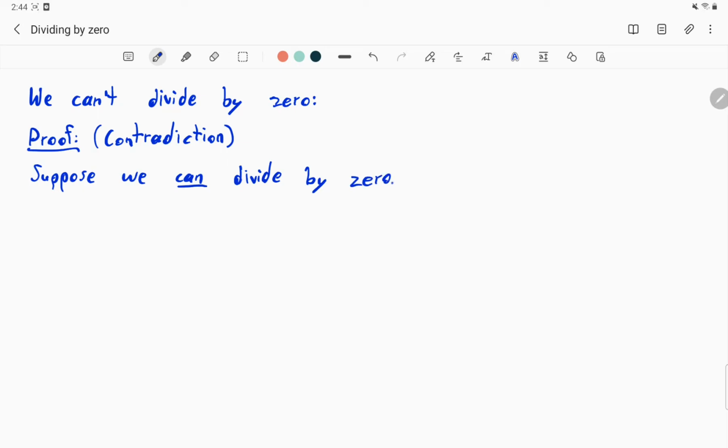So I'm going to show that this makes the world explode. And everything we know will be wrong. So we suppose we can divide by zero. So then we say let x equal y. Right? You guys with me? Then we could say, therefore, we'll multiply both sides by x. x times x equals x times y. Right? We can multiply on one side, we can multiply on the other.